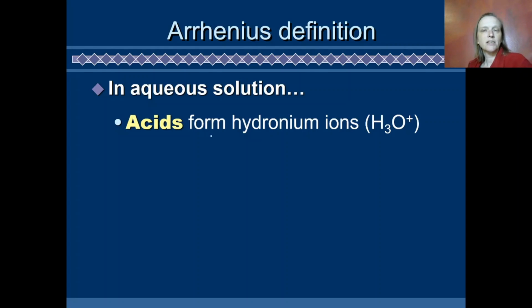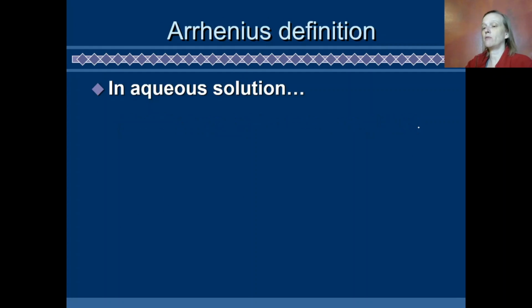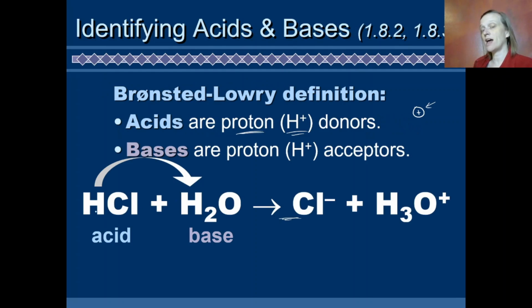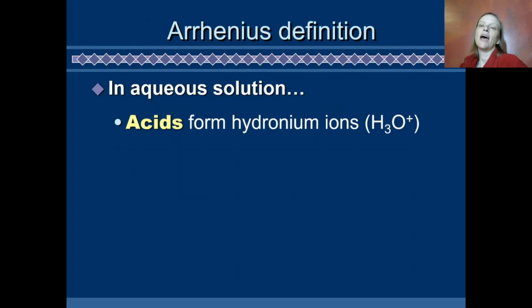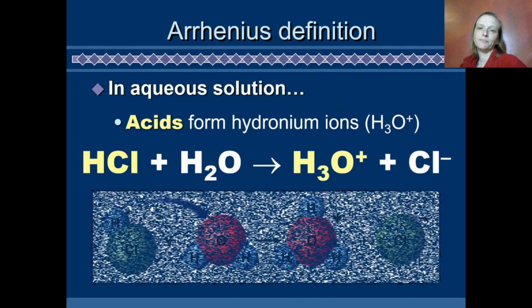Arrhenius is another scientist, and he had a different definition of acids and bases. He said that in aqueous solutions, acids form hydronium ions. That's this H3O+ ion that we actually saw on the previous screen, so you can see why acids might form hydronium ions if they're giving up that hydrogen. Acids form hydronium ions.